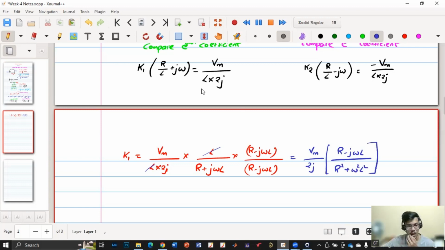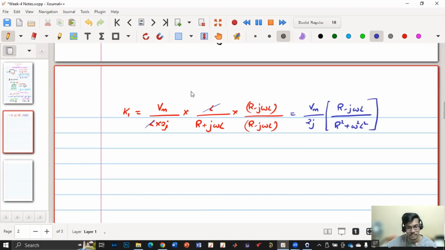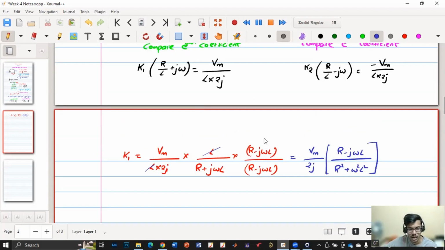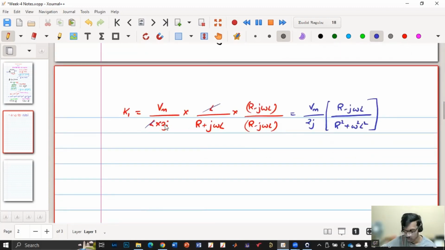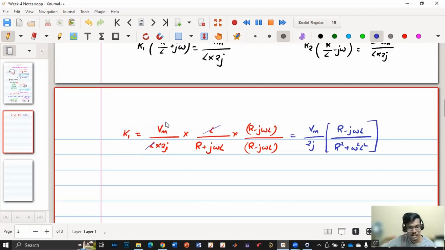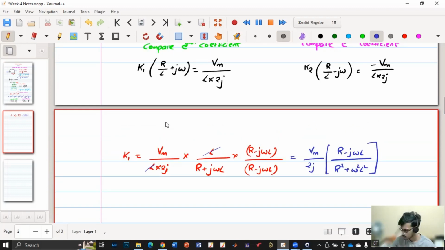I have just multiplied by R minus j omega L on the numerator and denominator so that I'll get j in the numerator. This 2j I have kept because if it will be like e to the power j omega t minus e to the power minus j omega t by 2j, I need 2j in the denominator. So I have kept the 2j as it is and I have taken the j in the numerator. Okay. So if you face any difficulty, stop me. Don't hesitate to ask any question.